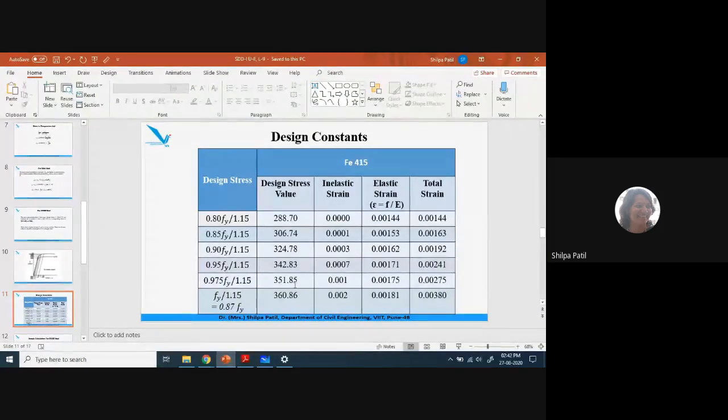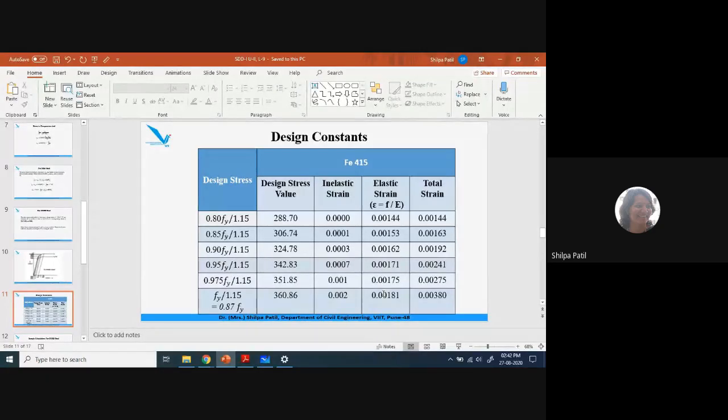If Fe 415 steel is given for a doubly reinforced section, you have to prepare this table first, and then during the calculation, you need to find the value by interpolating these values, because the stress value will not be exactly the same as what we have written here. The actual stress in the steel in the compression zone may vary; it will be 0.87 fy maximum or any value below it. So for any corresponding value, you need to find the strain value by interpolating.